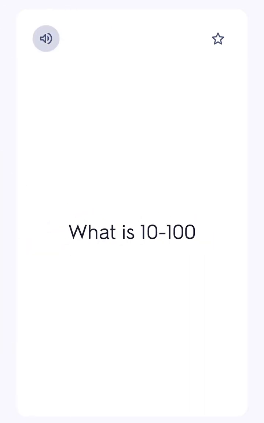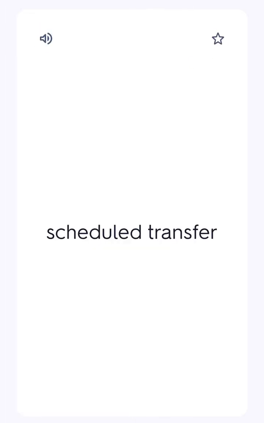What is 10-100? Bomb threat. What is 10-50? Violent psych part. What is code 1? Deferrable transfer. What is code 2? Scheduled transfer. What is code 3? Prompt.